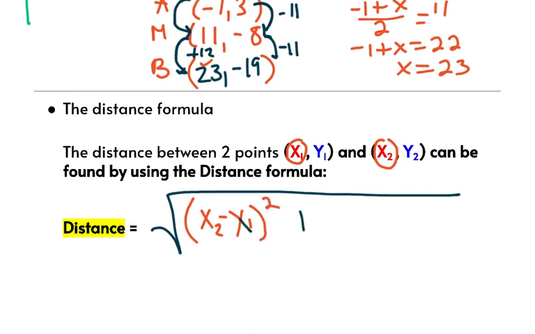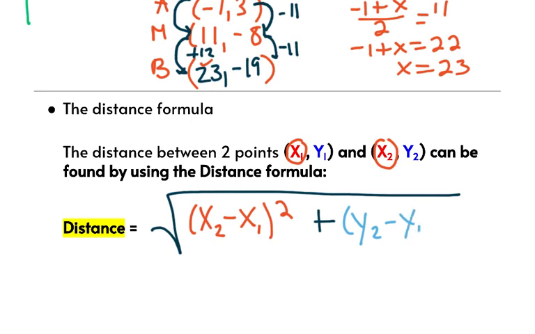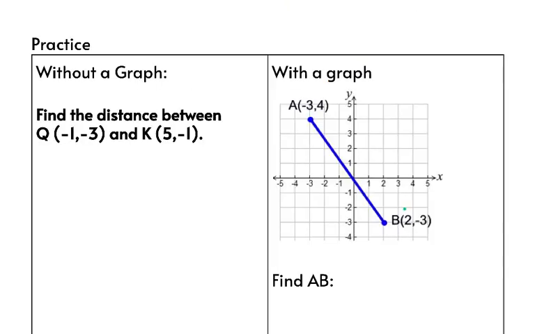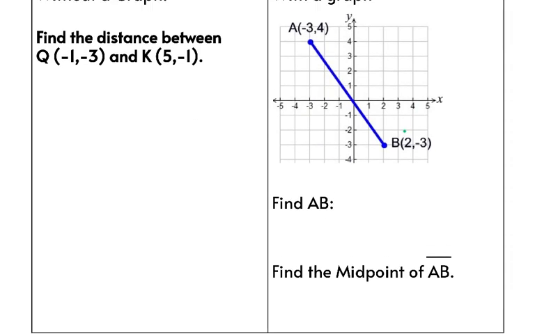Oops, x. I'm going to make that a little bit better. Here, let me erase. Make sure I've got it down here correctly for you. So you subtract the x's, and then you square. Add to it what you get when you subtract the y's, and then you square it. All right, so we're going to be finding the distance between 2 points.